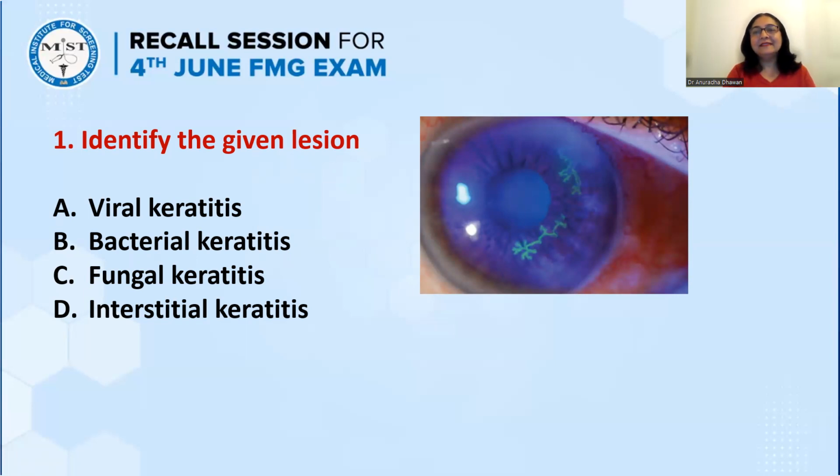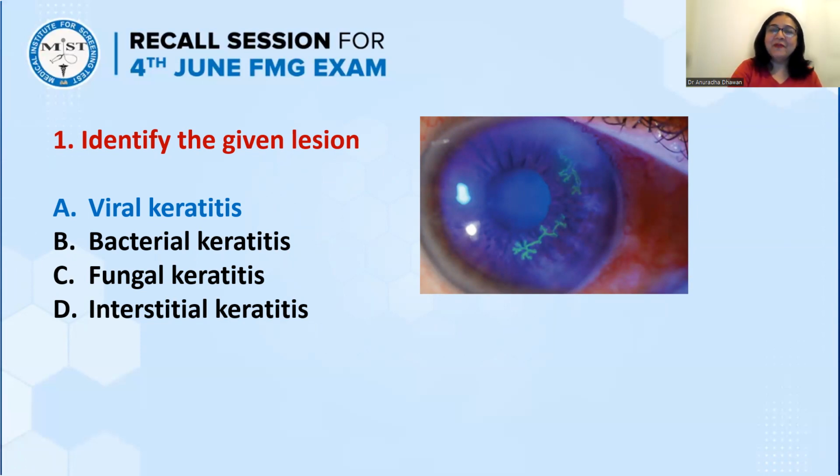So dear friends, this was the image of a dendritic ulcer. You can see the typical dendritic lesion, which we know is a characteristic feature of viral keratitis. So this was a pretty straightforward question. The right answer to this question is viral keratitis. The image shown here is your dendritic ulcer. Rest of the choices, you can mark them out.